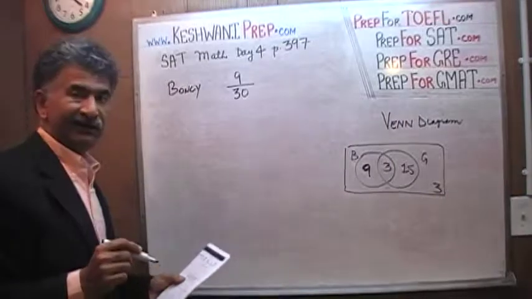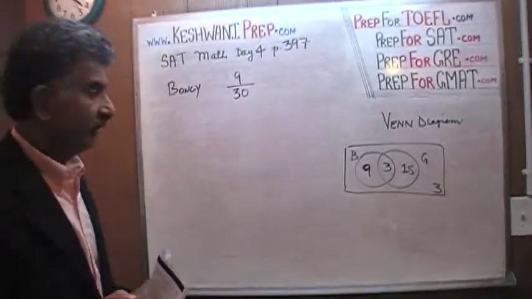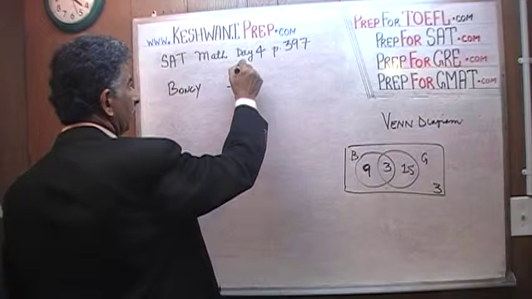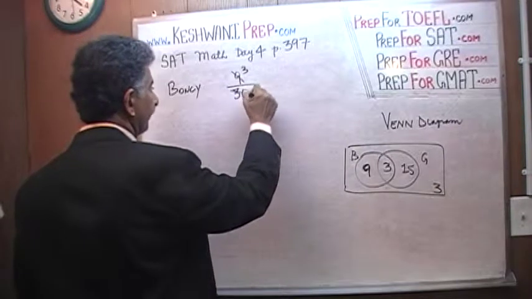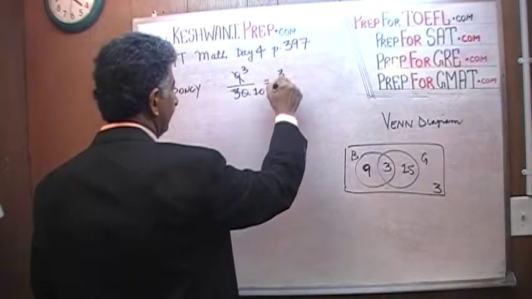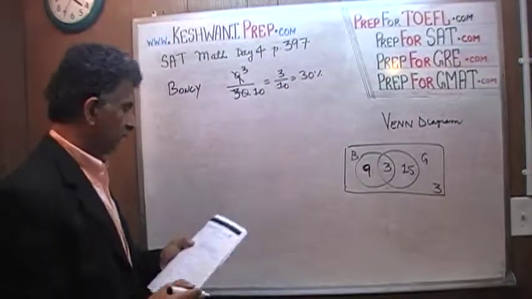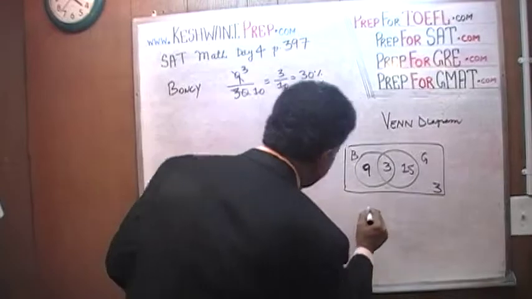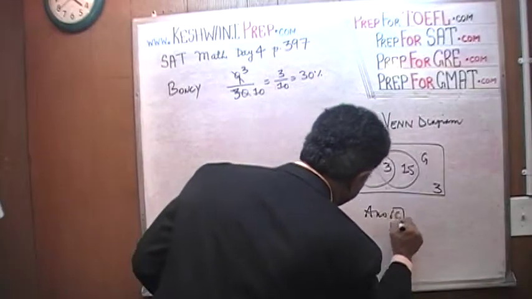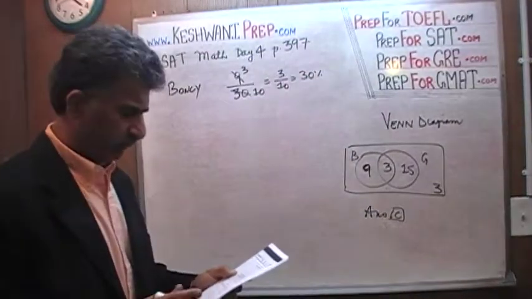And since the question is asking percentage, we have to figure this out in percentage. So let's reduce it. Divide top and bottom by 3. So we get 3 over 10, and of course 3 over 10 is 30%. So the answer is C. Answer is C. Let's do a few more bonus problems, shall we?